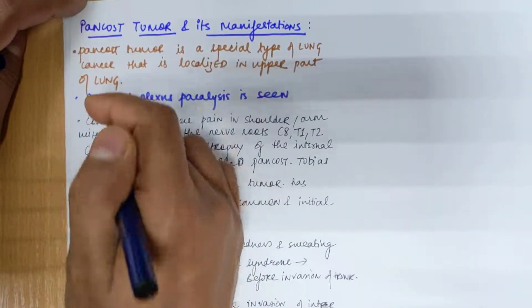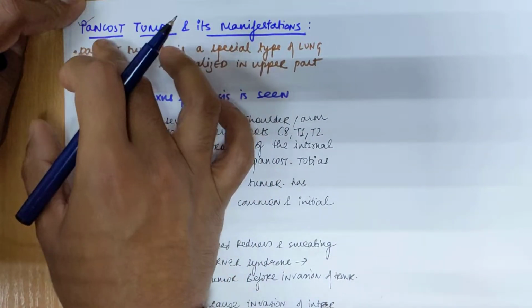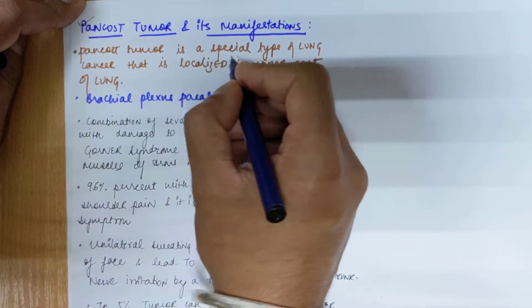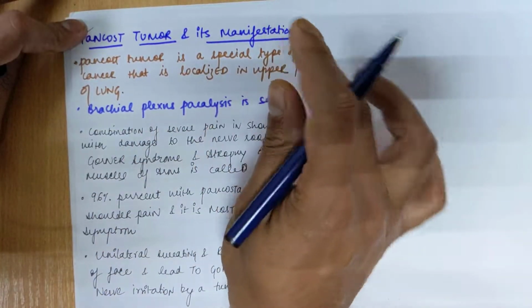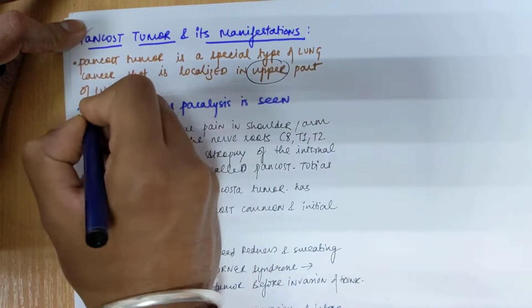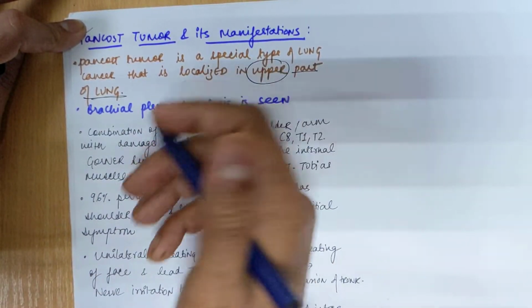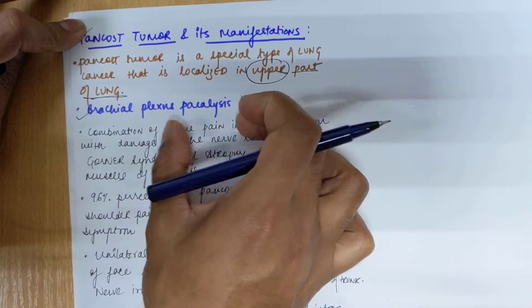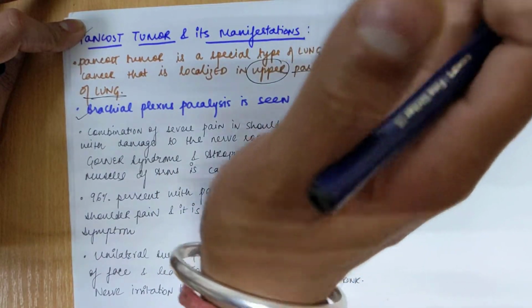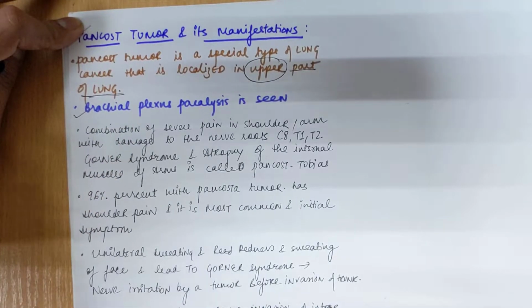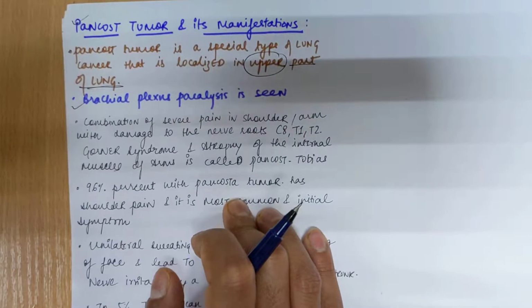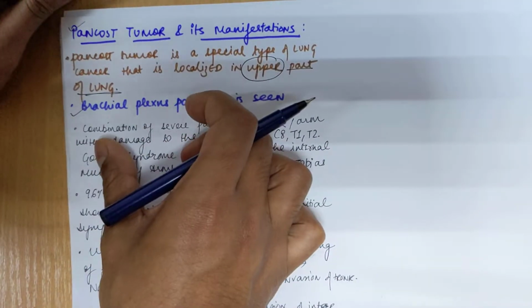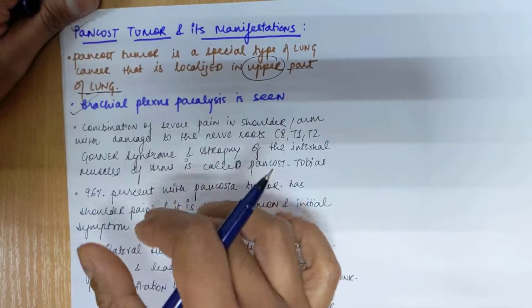Now we have another type of tumor which is called Pancoast tumor. So Pancoast tumor is a special type of lung cancer, spatially localized in the upper part of the lung. This is the most important point according to location. In this we have brachial plexus paralysis, as the brachial plexus crosses the upper part of your shoulder, and if any tumor or cancer develops there, it can cause obstruction to those nerves, and that is why there can be brachial plexus paralysis here.